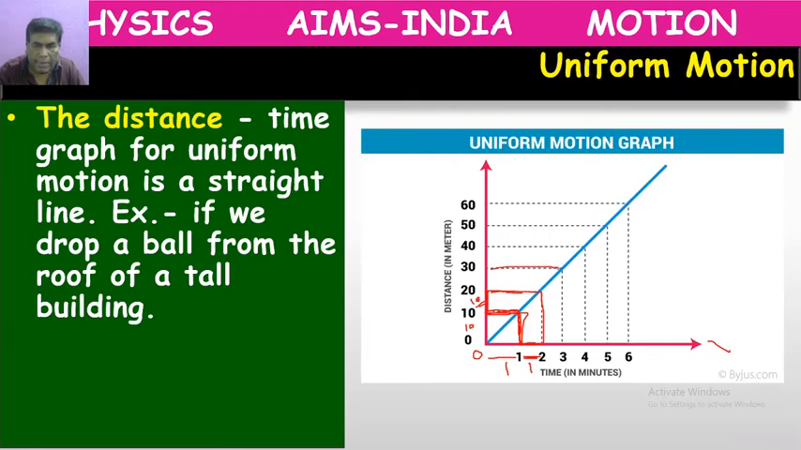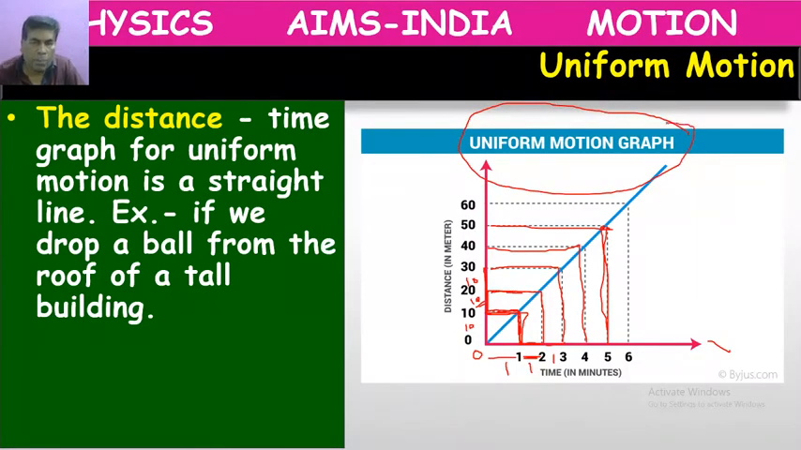Again, from 2 to 3, what is the time interval? 1 second. From 20 to 30, what is the distance traveled? 10 meters, because after 2 seconds it is at 20 meters, and at the third second it is at 30 meters. So it has traveled from 20 to 30, 10 meters. Like this, if you take any point on this graph, in equal intervals of time it is covering equal distances. So this graph is an example of uniform motion.